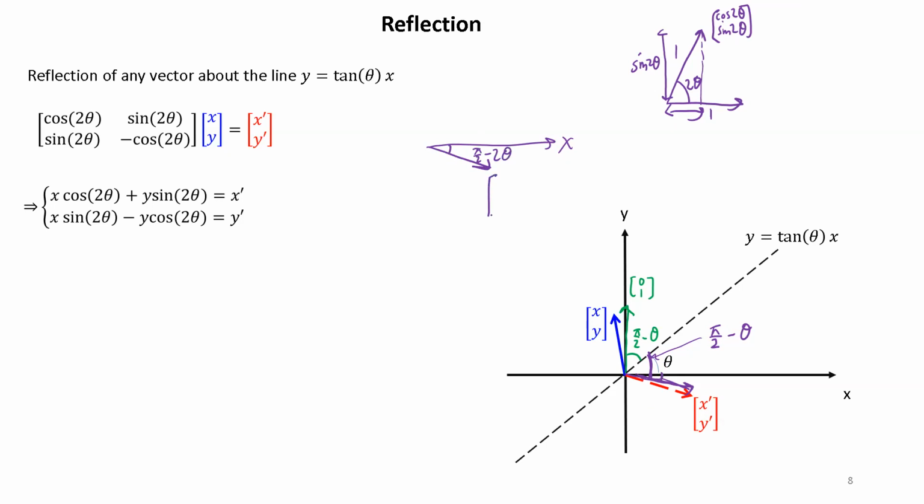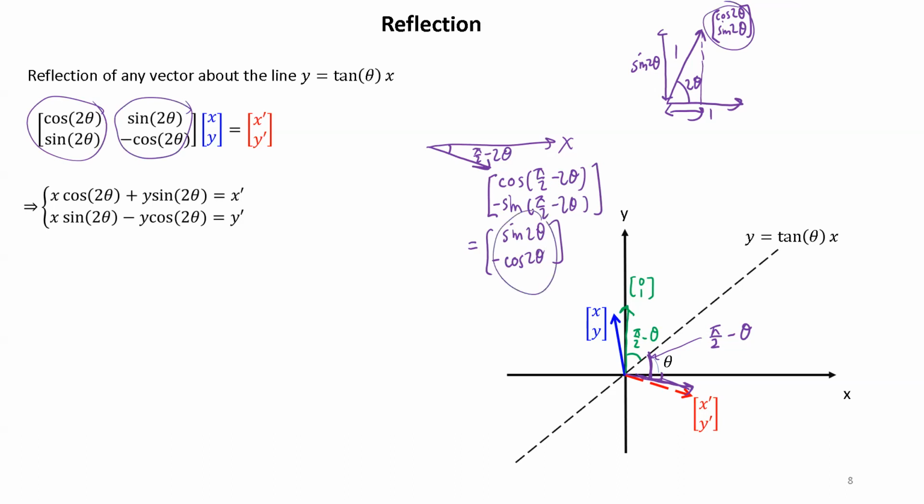And that's why the x component of this reflected vector is cosine of pi divided by 2 minus 2 theta, and the y component is minus sine of pi over 2 minus 2 theta. Which is just equal to sine 2 theta and minus cosine 2 theta. So you can see that the first column of the transformation matrix is given by this, and the second column of the transformation matrix is given by this.